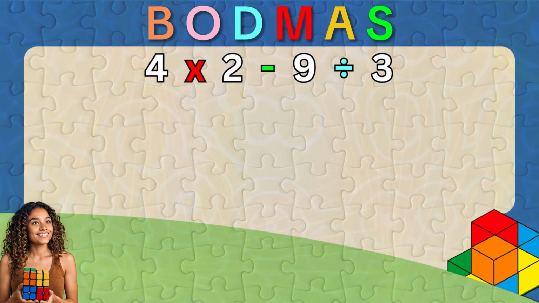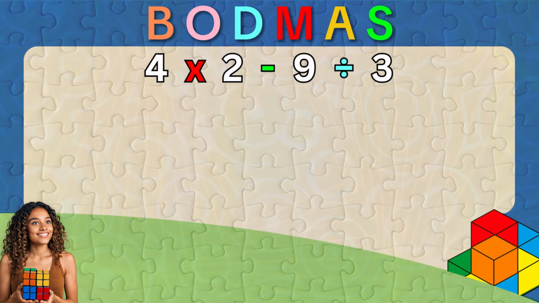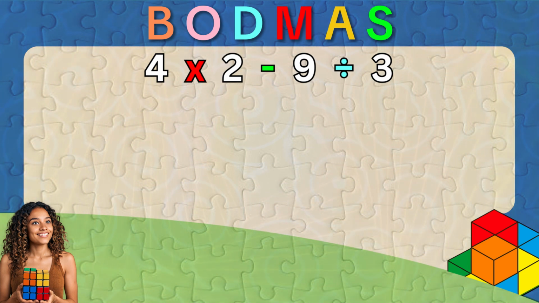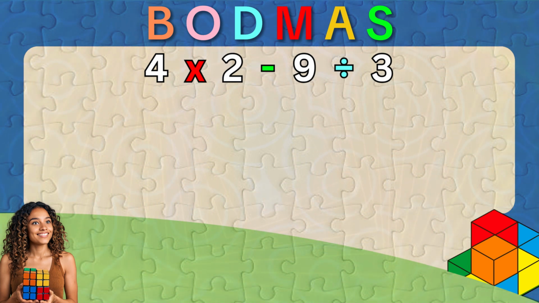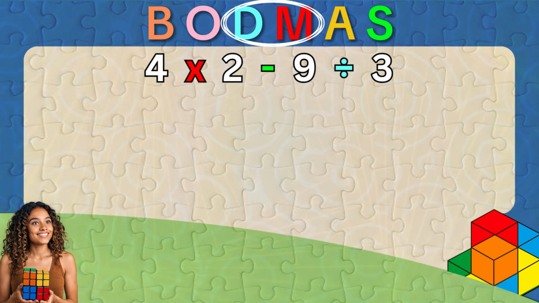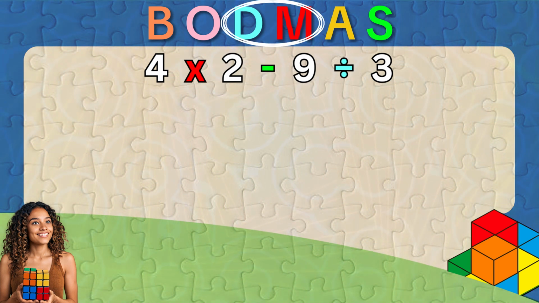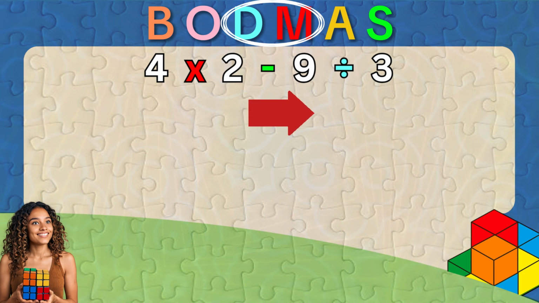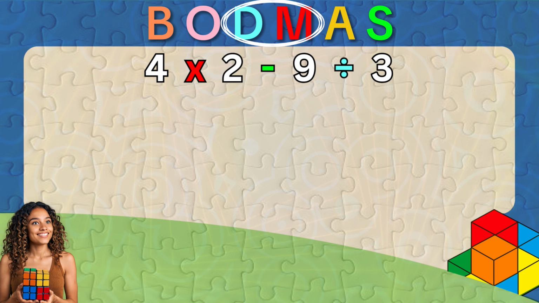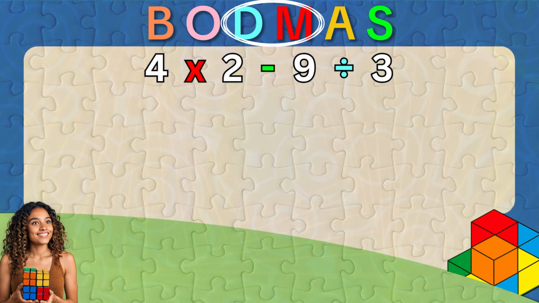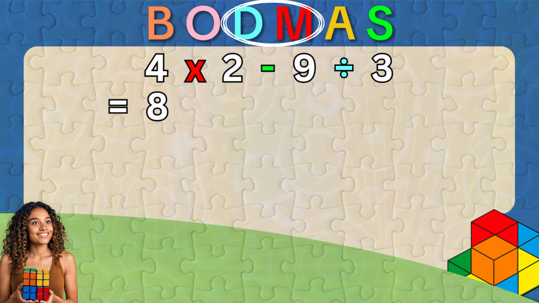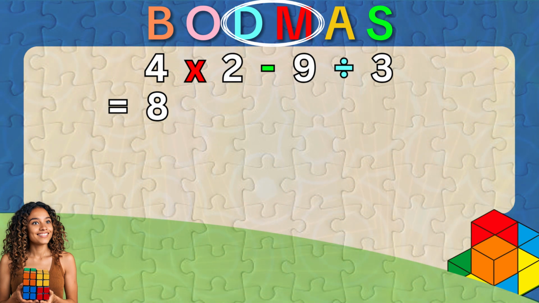Now let's have a look at this one. We've got multiplication, we've got division, and we have subtraction. So referring back to the BODMAS order of operations, we know we have to do the multiplication and the division first, and we know that we operate from left to right. Multiplication is to the left of the division, so let's multiply. 4 times 2 is 8. We're not subtracting yet because we need to carry out the division first.